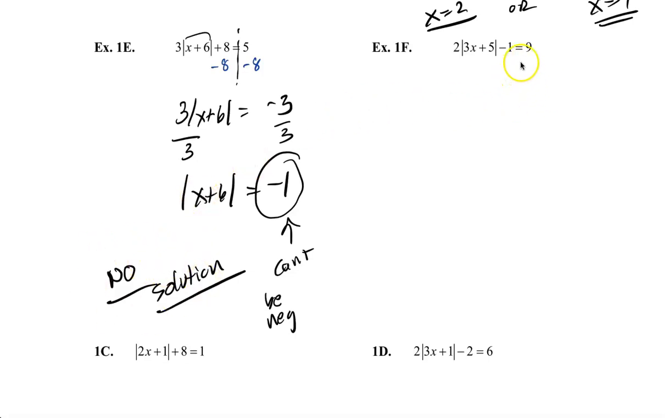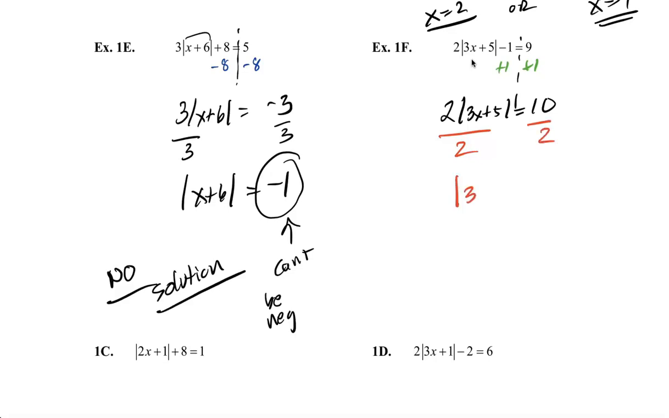Let's do this one. I think this one will have a solution. So same concept, let's try to get the absolute value by itself. So step 1, let's get rid of that 1 plus, just like we're solving a normal problem. So 2 absolute value of 3x plus 5 is equal to 10. And then we're going to divide both sides by 2.